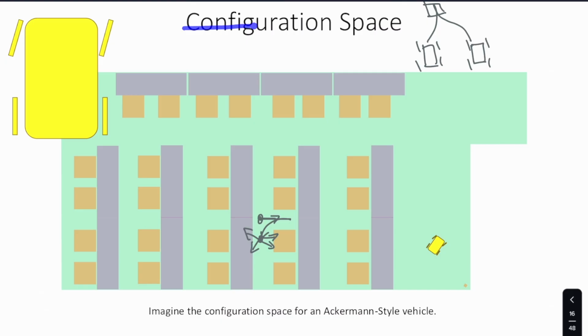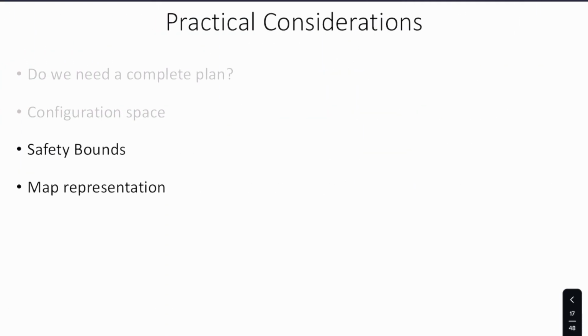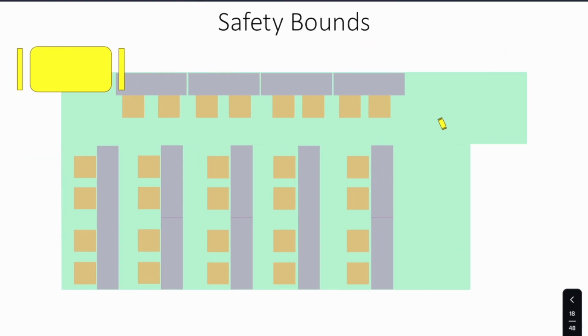So we don't necessarily have to worry about calling this a configuration space. We can really just refer to it as our physical space. So our map is going to be a map of the physical space instead of thinking about it in terms of some other higher dimensional configuration space. And since it's so simple, that's all we'll say about configuration space for now. So let's move on to talking about safety bounds and how we can do that simply and computationally efficiently.